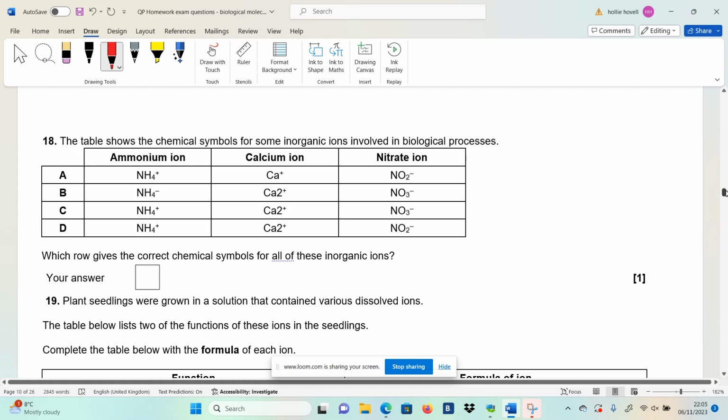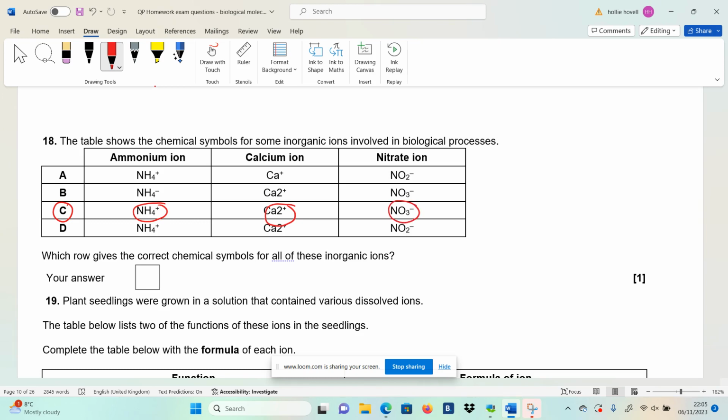So first of all, this question is just asking you what are the correct symbols. So the correct row is C, because ammonium is NH4+, calcium is Ca2+, and nitrates are NO3-. The font of these has gone a little bit funny. That's C. The 2+ goes up there. It would have printed right in your exam paper. Apologies, the font's just gone funny on this document.